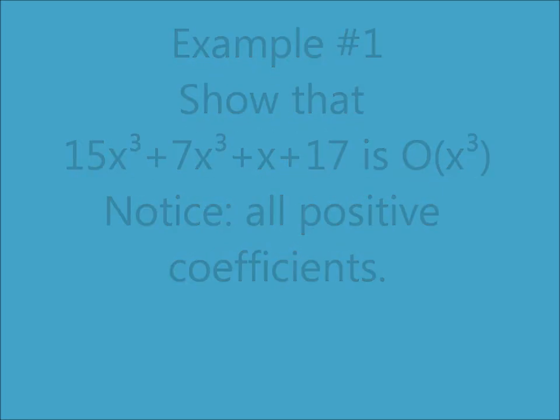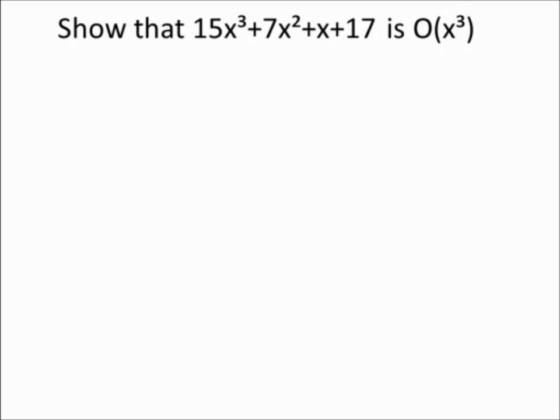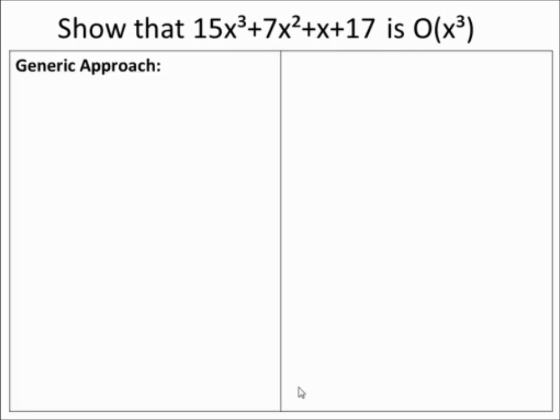Okay, we've talked at length about what it means for one function to be big O of another function. We talked about what it means for f of x to be big O of g of x. How do we actually show or establish this relationship with two functions? Well, let's look at an example. Show that 15x cubed plus 7x squared plus x plus 17 is big O of x cubed. To do this, well, generically, let's talk about how we establish this relationship.